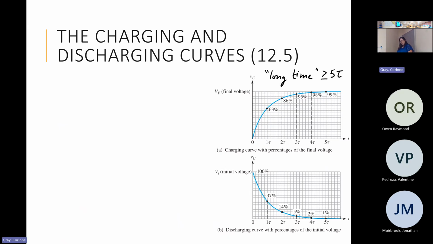If we want to look at discharging, we're at 1% of that final voltage value. That's close enough to 0. It doesn't really matter. If you really wanted to be fully charged versus fully discharged, there are values you can technically utilize, but typically cutoff wise, we just do 5 tau. It's a lot easier to utilize those.